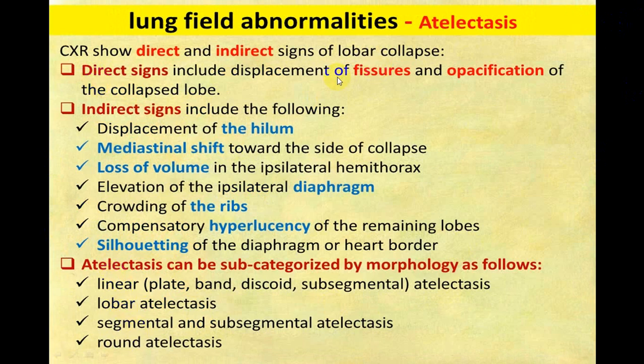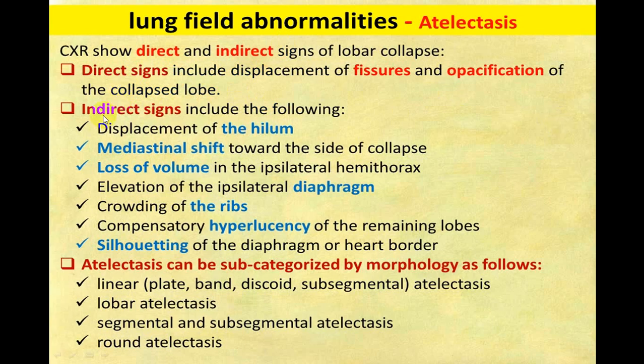There are certain direct signs, means displacement of the fissure. Fissure will be lifted up and there will be opacification of the collapsed lung. In that collapsed lung, sometimes you can see an air bronchogram, but it is not a common finding. Usually it is a uniform opacity.